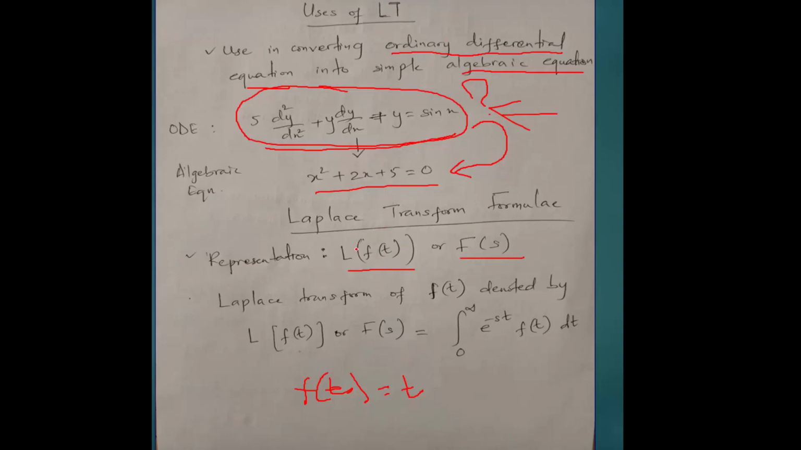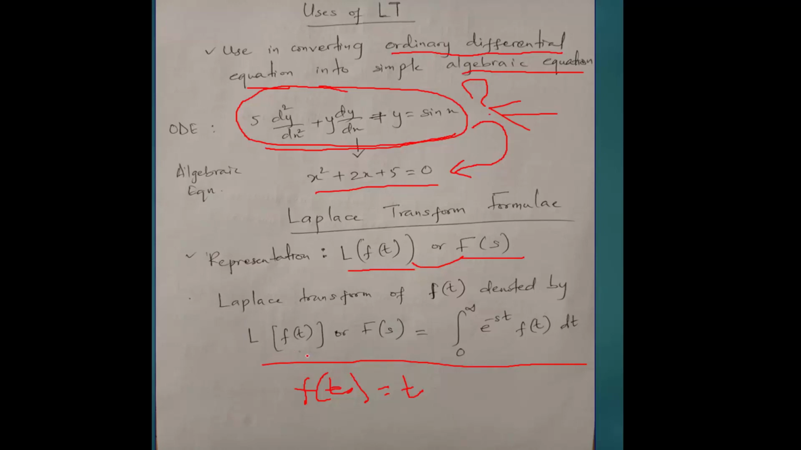So whatever the function that you want to find the Laplace transform of, you need to write here. So the Laplace transform of function f(t), or we can also represent it as capital F(s). s means frequency. So you have the option to represent the Laplace transform like this or like this. Now the Laplace transform formula is going to be like this.